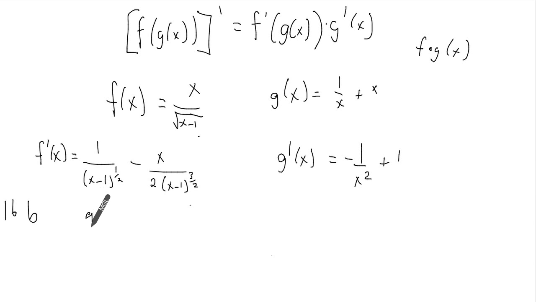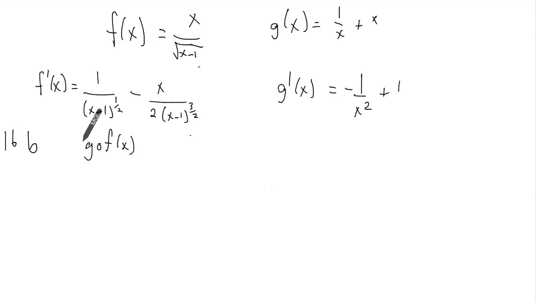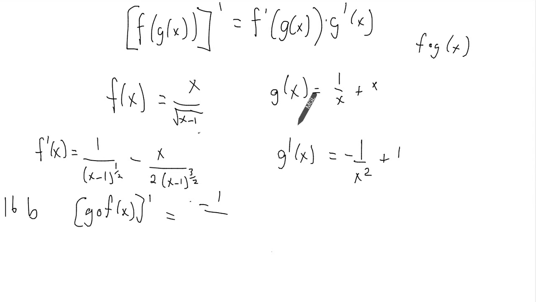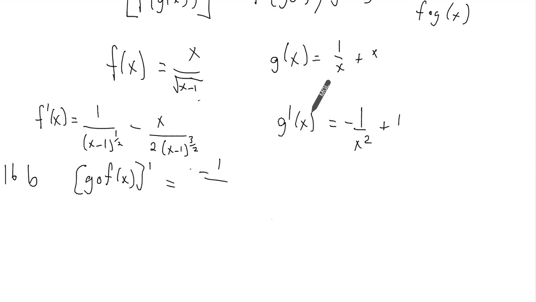16b now asks for g of f of x and take that derivative. Now I already have the derivatives from part A, so I'm not going to redo those. So when I take this whole derivative, I'm going to get g prime of x, which is negative 1 over.